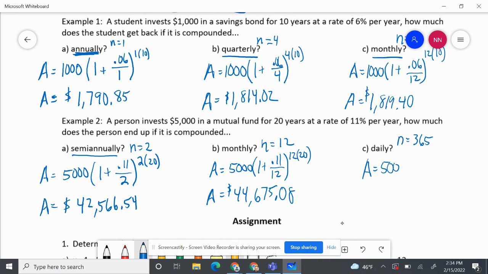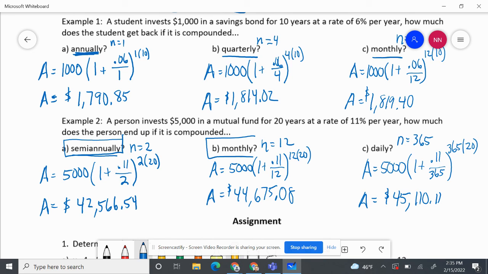And for our last one, we have our 5,000. We're plugging in 1 plus 0.11 over 365. And we're raising it to the 365 times 20. We're going to plug that into the calculator, and our final answer is $45,110.11.